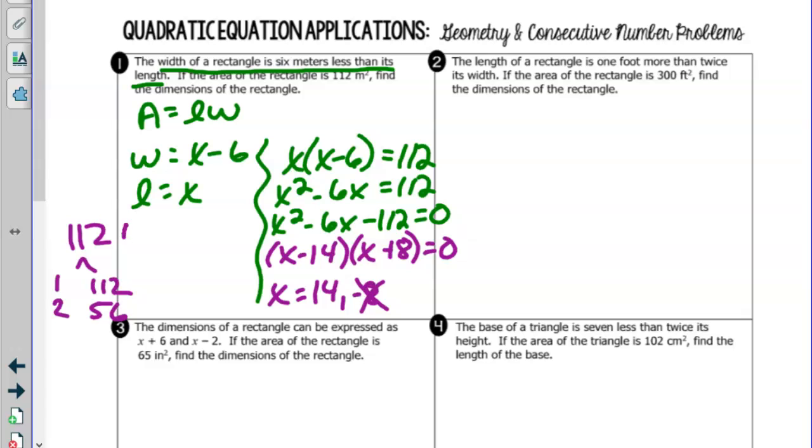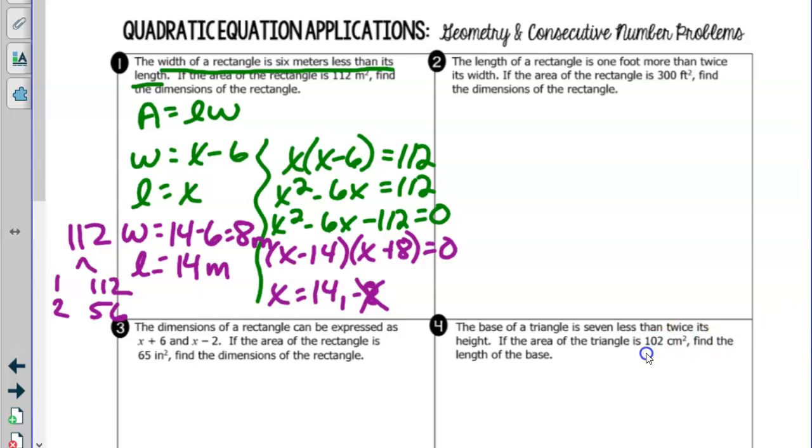But if we plug in this, we'd have 14 minus 6. What is 14 minus 6? And we're in meters, right? 8 meters, and then the length would be 14 meters. Good. So before we cared about both of the values, now we have to look at which one actually makes sense. Everybody okay with that one?